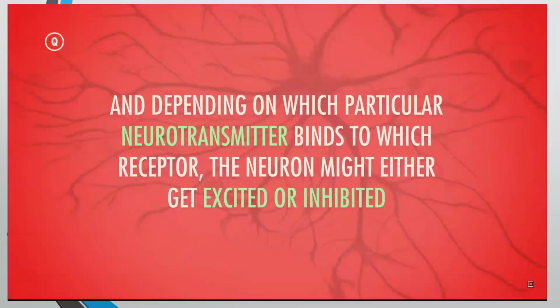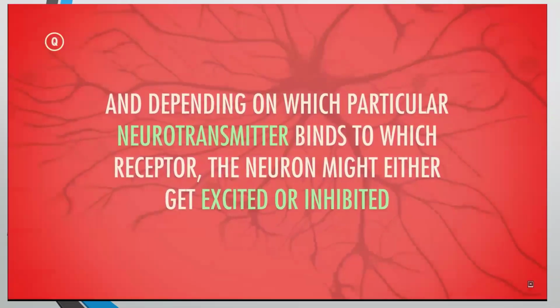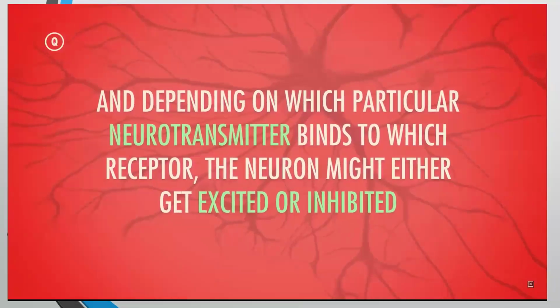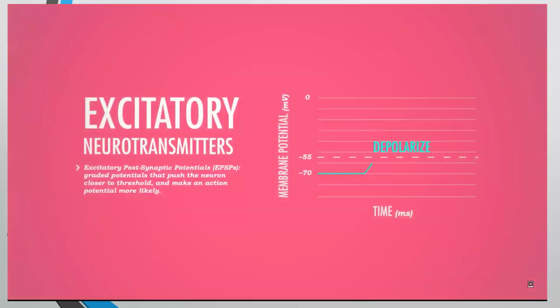And that happens once a neurotransmitter binds to a receptor, because that's what causes the ion channels to open. And depending on which particular neurotransmitter binds to which receptor, the neuron might either get excited or inhibited. The neurotransmitter tells it what to do. Excitatory neurotransmitters depolarize the postsynaptic neuron by making the inside of it more positive and bringing it closer to its action potential threshold, making it more likely to fire that message onto the next neuron.